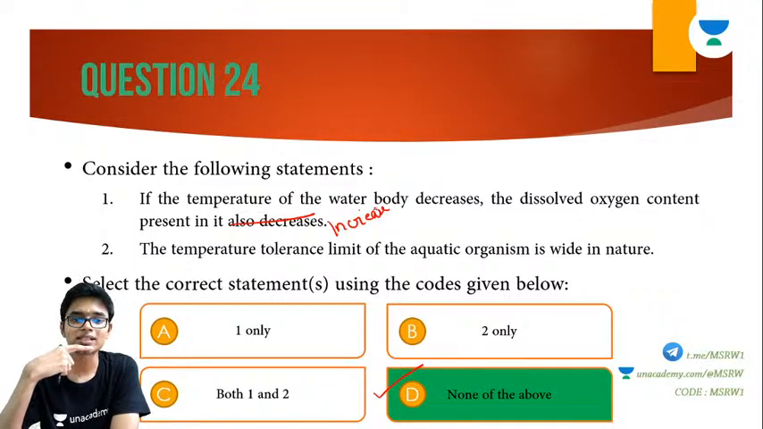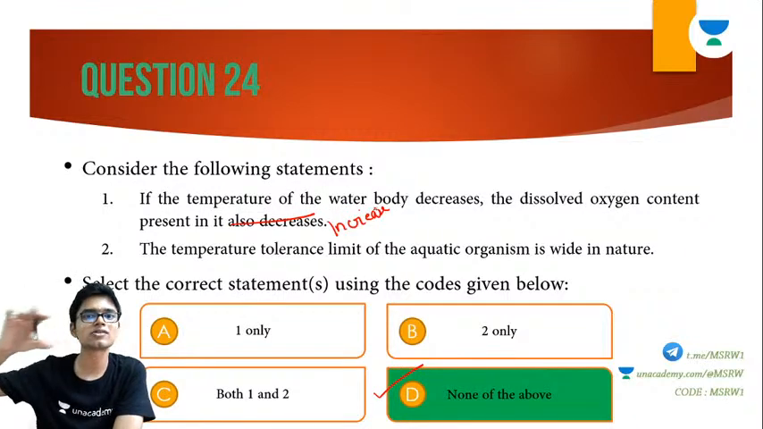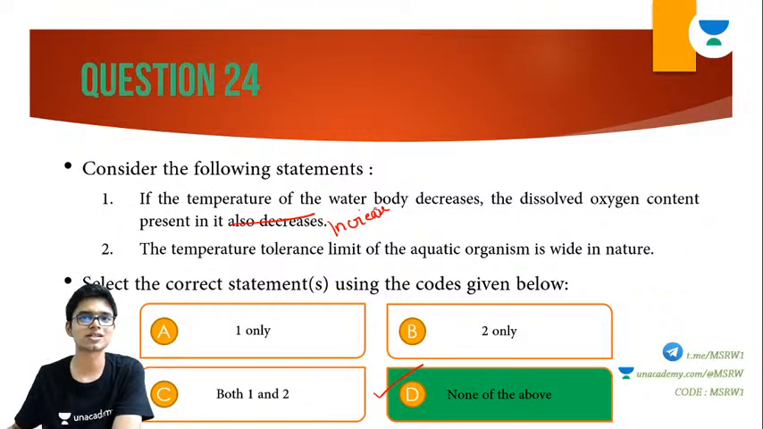Second one, the temperature tolerance limit of the aquatic organism is wide in nature. Again wrong. If it was wide in nature, then an aquatic organism should be able to survive in the top levels of oceans as well as the bottom levels. But it is not like that. Most aquatic organisms are specific. Either they are found in the lower parts of the ocean or in the upper areas, because they cannot adjust their body temperature that much. So it is not wide, it is very narrow.